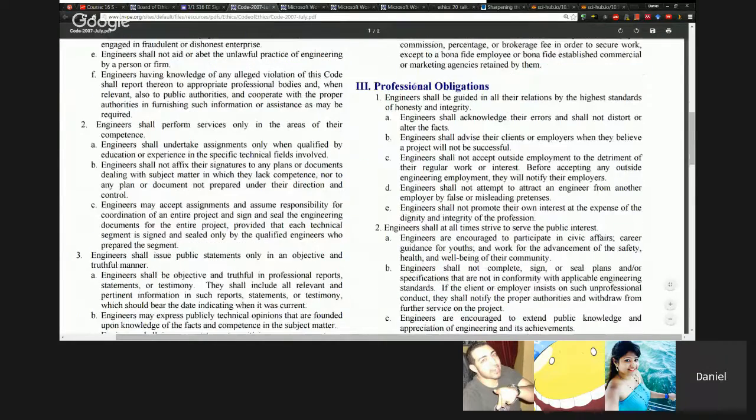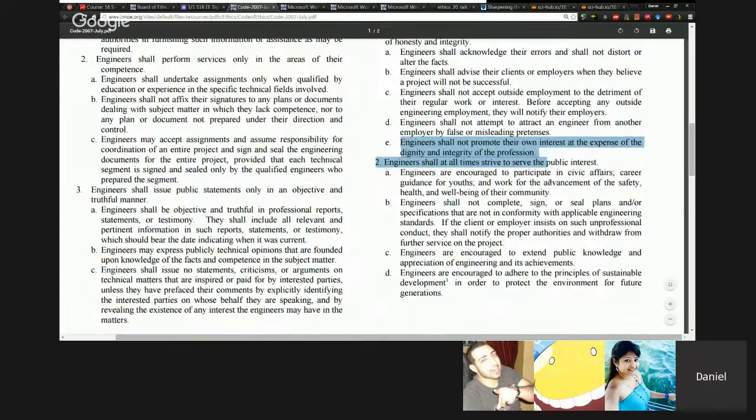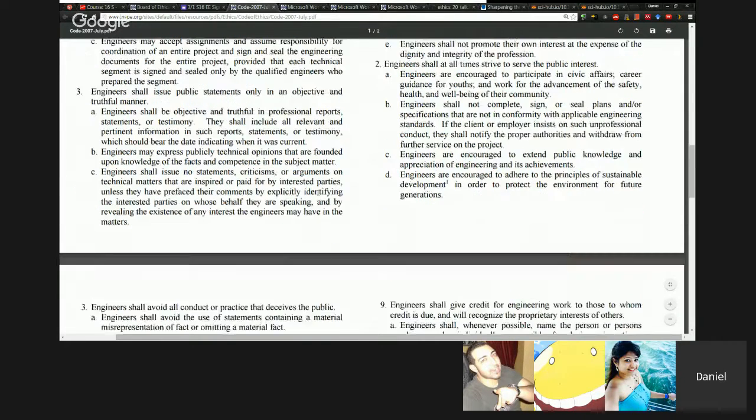All right, let's keep going. Professional obligations. Engineers shall be guided by the highest standards of honesty and integrity. These are all fairly straightforward. We've talked a lot about this in our discussions of integrity, honesty, and the rest of the virtues. Engineers shall strive at all times to serve the public interest. Engineers are encouraged to participate in public affairs and community activities, as part of this attempt to extend to the public knowledge and appreciation of engineering and its achievements. So you have an obligation to be a representative for engineering as a career, according to this Code of Ethics.